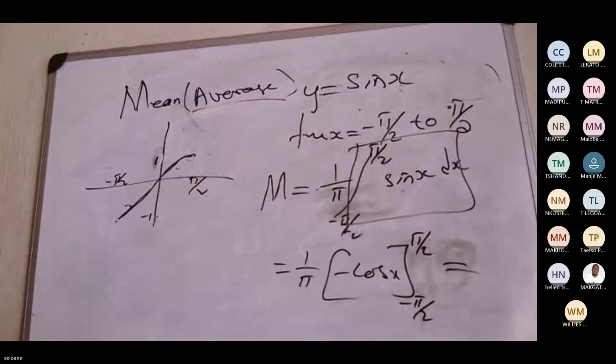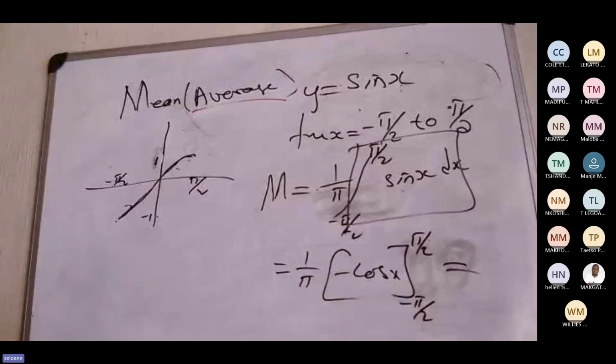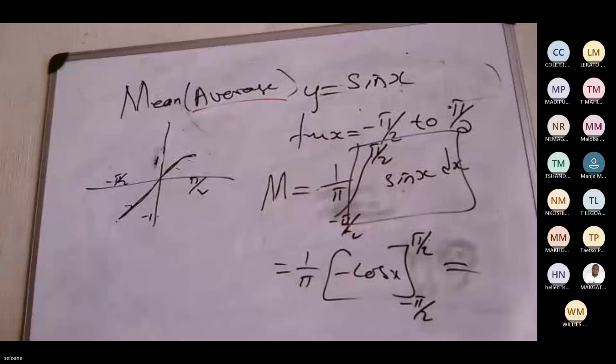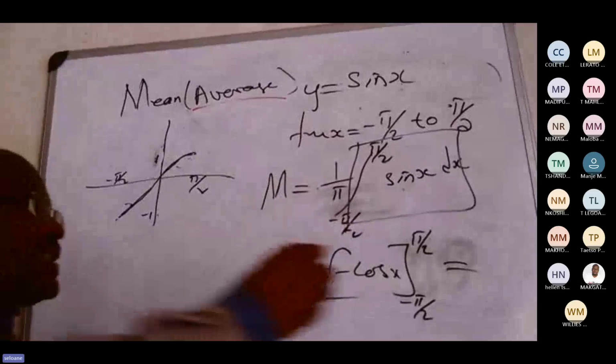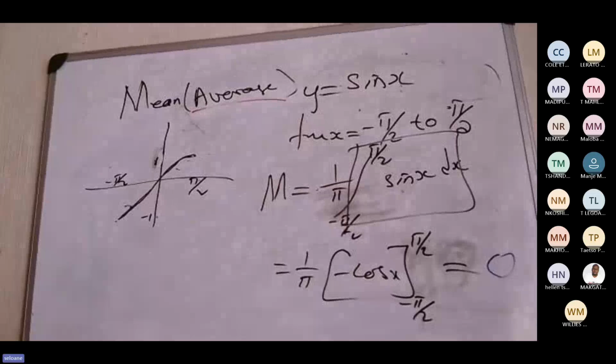Why? Because what is cos pi over 2? Anybody? It is 0. What is cos minus pi over 2? Also 0. Therefore, the answer here is how much? It is 0. The answer here is 0.